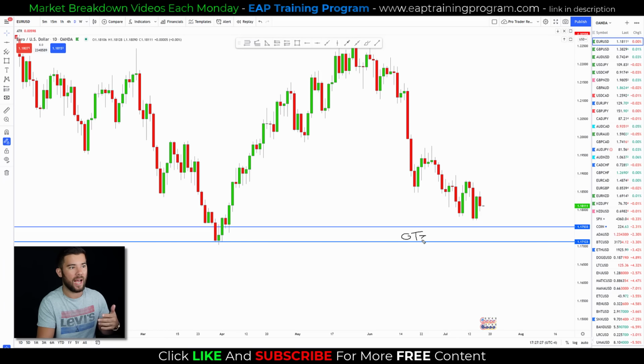We now have a level and we can be patient. We're prepared now for what we're going to do if the market heads lower. One of the things that you need to be doing as a trader is preparing for what you're going to do if the market goes down and what you're going to do if the market goes up. You don't want to just jump into a trade right now.